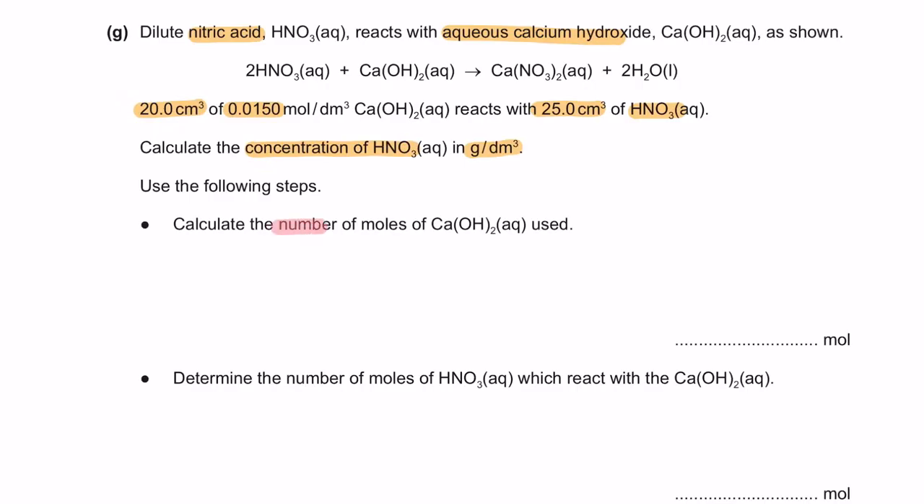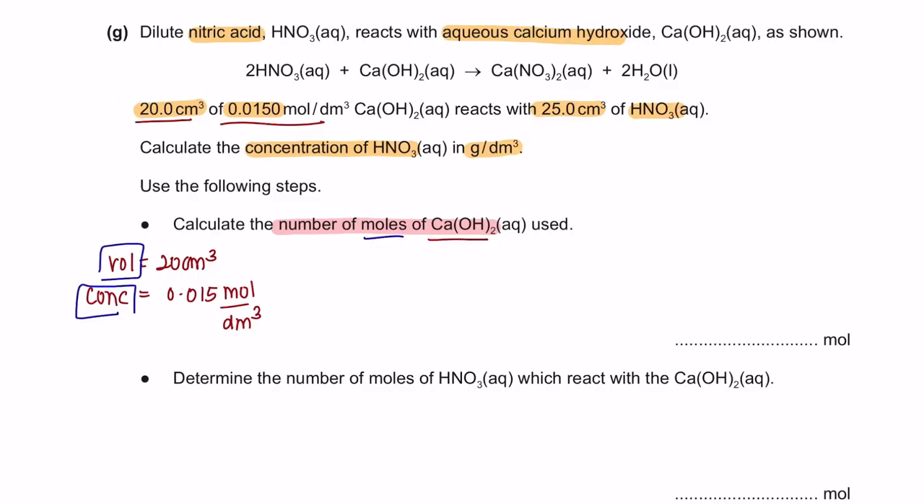The first step is to calculate the number of moles for calcium hydroxide. The information that we have for calcium hydroxide is that the volume given is 20 cm³ and the concentration is 0.015. To find moles, when you have volume and concentration, you can use the formula moles equals volume times concentration. Given that the volume has to be converted into dm³ because the concentration is also in dm³.